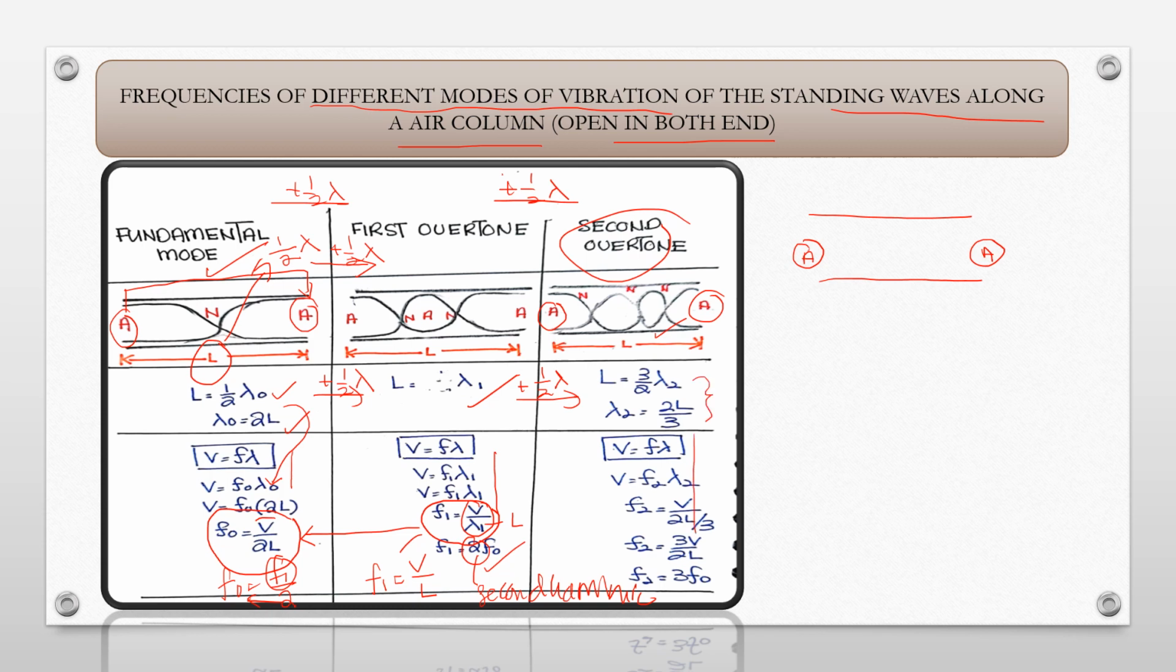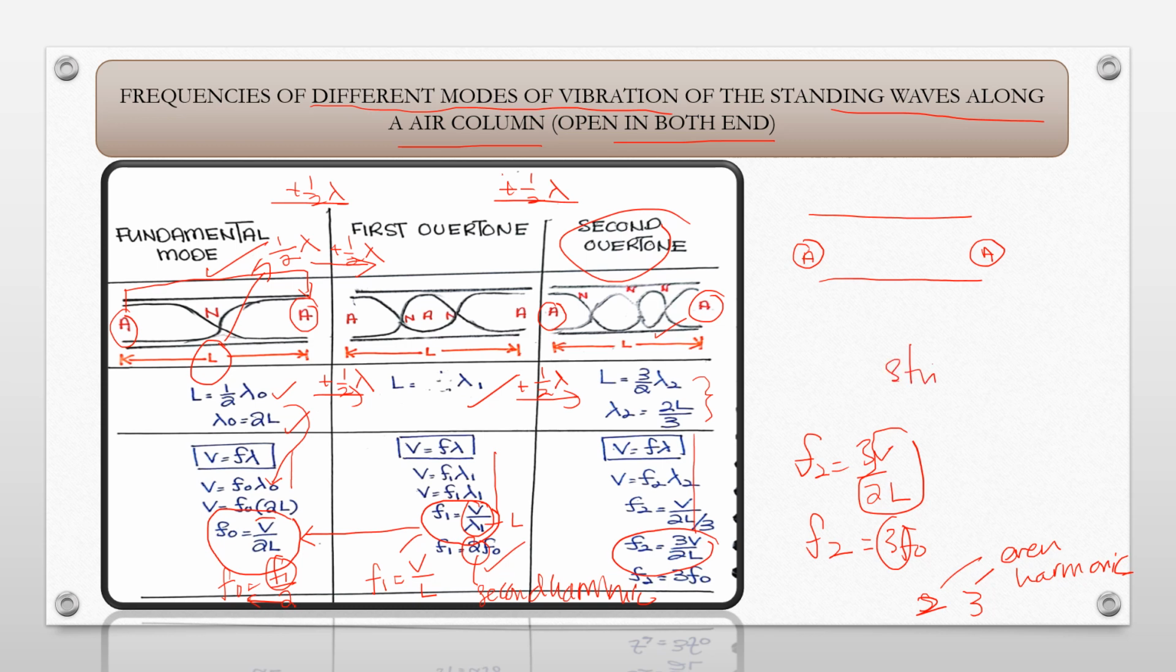Then you solve like this, you get the frequency of the second overtone, which is f2 = 3v over 2L. Then we compare with f0. We know v over 2L is the fundamental frequency, so it is 3f0. That means it's the third harmonic. The first one was the second harmonic, the third one is the third harmonic, so we call them even harmonics. If you see, they are similar to strings. The vibration of the modes on a string, they are similar.